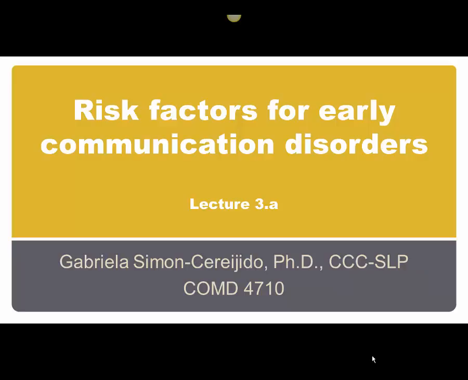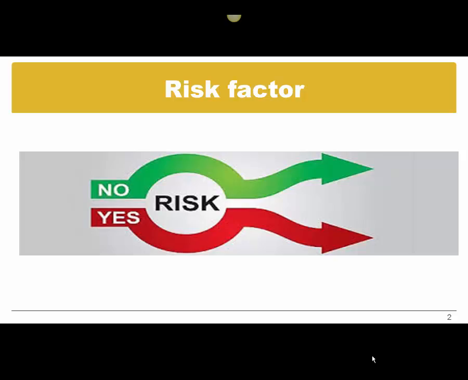Dr. Simon-Cereijido here. We started to talk about the fact that not all children have an easy time learning how to communicate and how to talk. Today we are going to learn about different risk factors for early communication disorders. A risk factor is any attribute or characteristic of an individual that increases the likelihood of developing a disease or an injury. Exposure to a toxic agent may also be a risk factor.